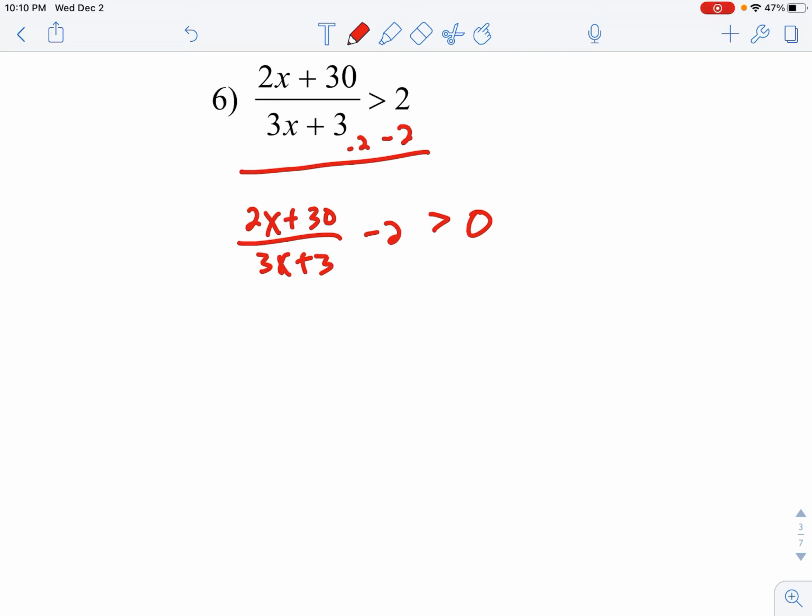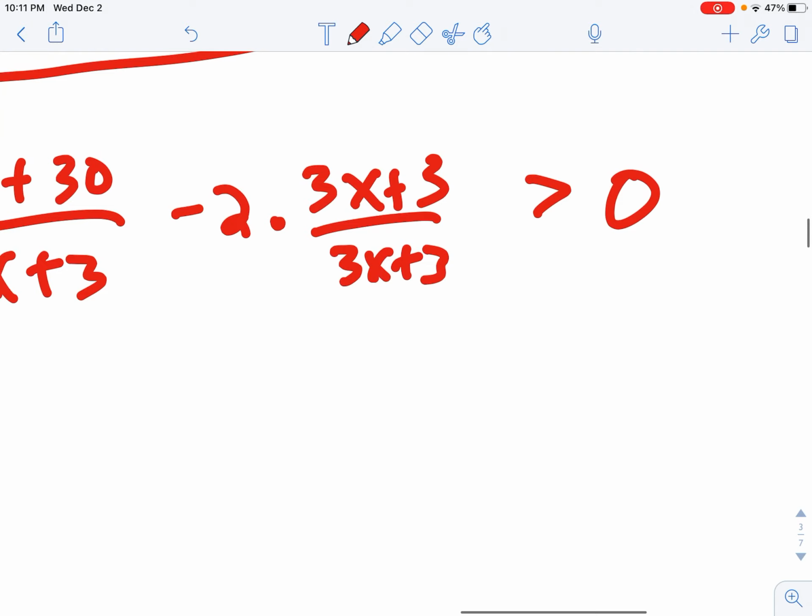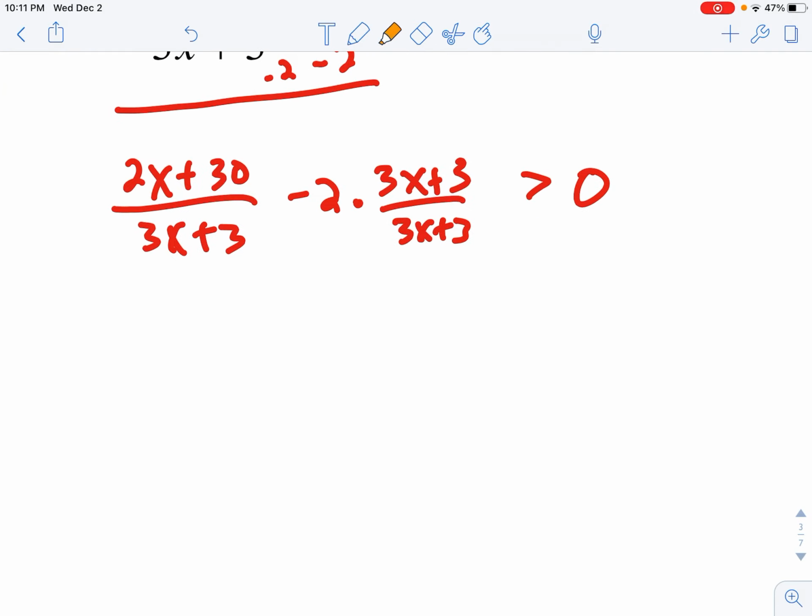Now, I need to add these together. And that might be something you're not really fond of, but it's not so bad. So here's what we need to do. We basically just need to multiply this by 3x plus 3 over 3x plus 3. 3x plus 3 over 3x plus 3 is 1. You can multiply anything by 1. But what it does is it gives us a common denominator.